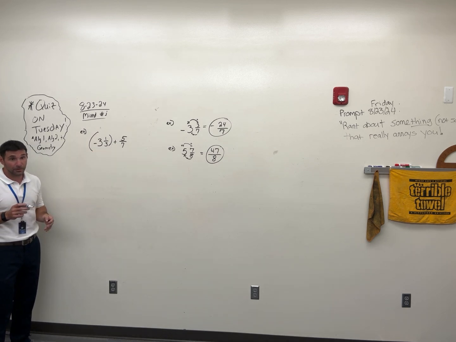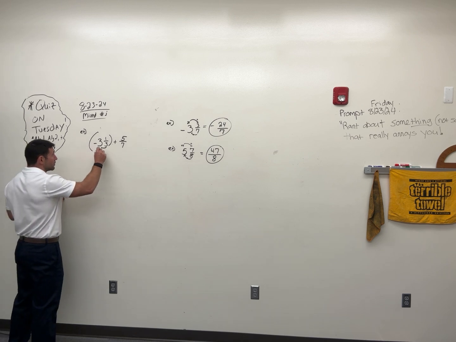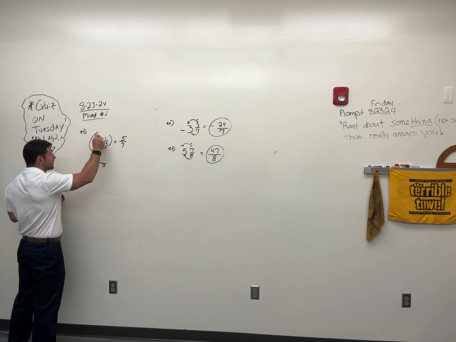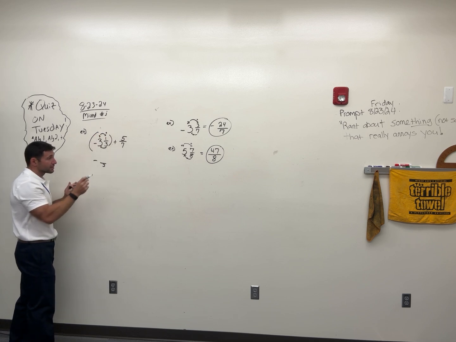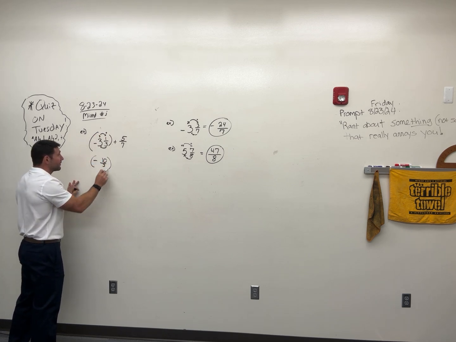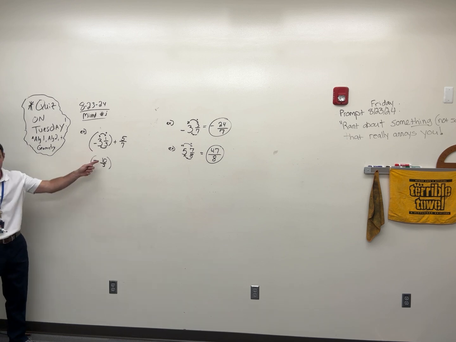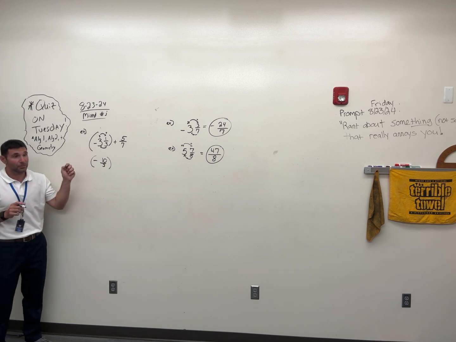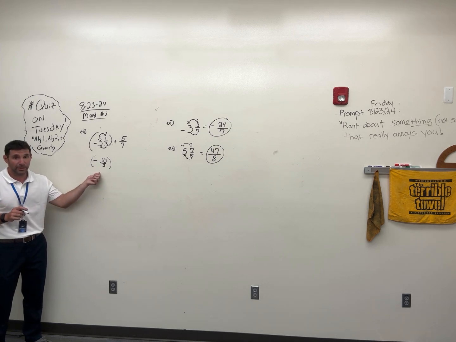Improper fraction first. 3 multiplied by 3 is going to give me 9. 9 plus 1 is 10. So now I have -10/3. I've changed it to an improper fraction. Did I lose anybody there? Everybody good? Thumbs up? So, if I see a mixed number, I have to change it to an improper fraction.